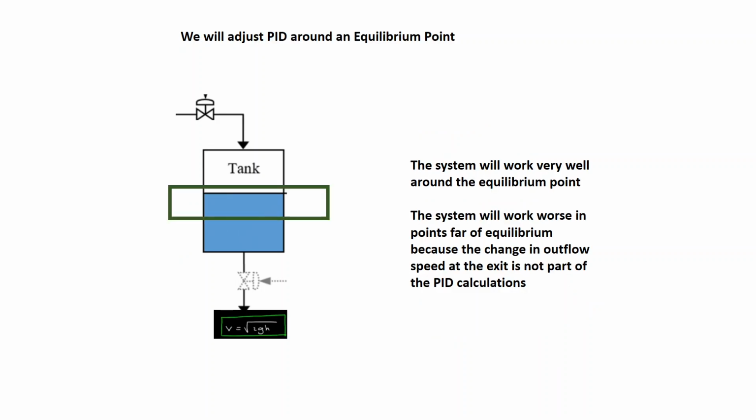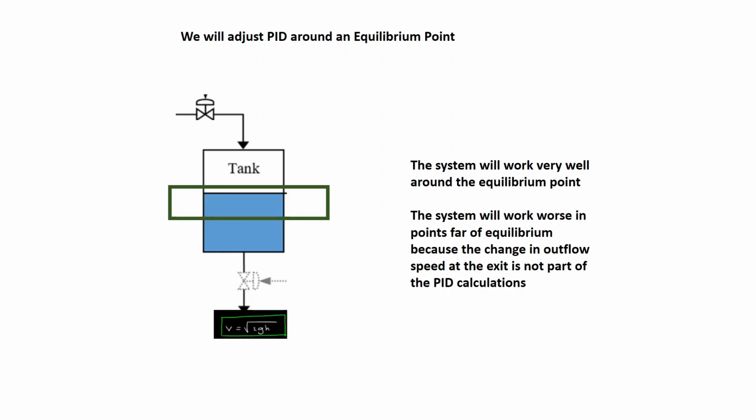So what we will do is adjust the PID around an equilibrium point, which at first can be located where we want. We must know that the system will work very well near the equilibrium point, but it will work less well far from the equilibrium point, because this change in the exit speed of the fluid caused by the different height is not taken into consideration with the linear model.